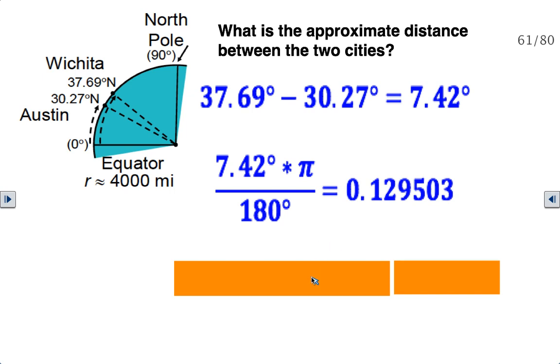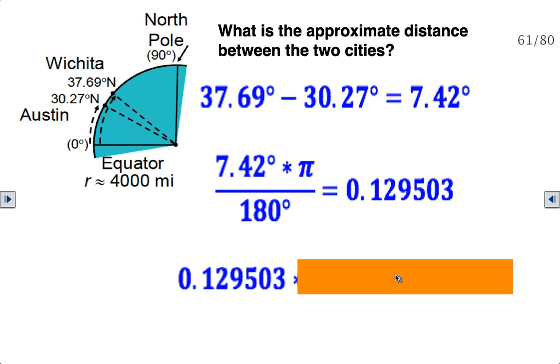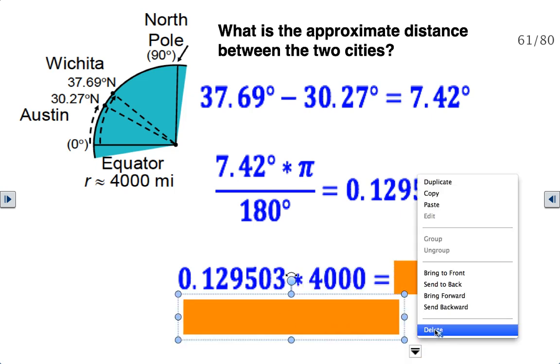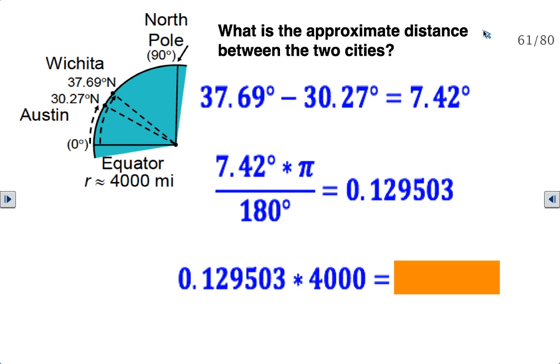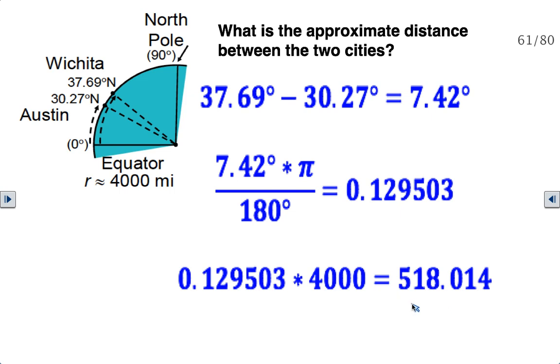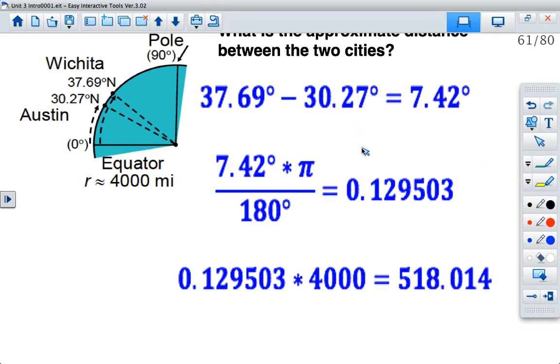Now the formula to find your arc length is the angle times the radius. So it's a really easy equation as long as you remember you cannot use degrees, you have to use radians here. So it's your angle in radians times the radius, and you get the distance from Austin to Wichita is 518 miles. In that one we're just looking for the arc length.